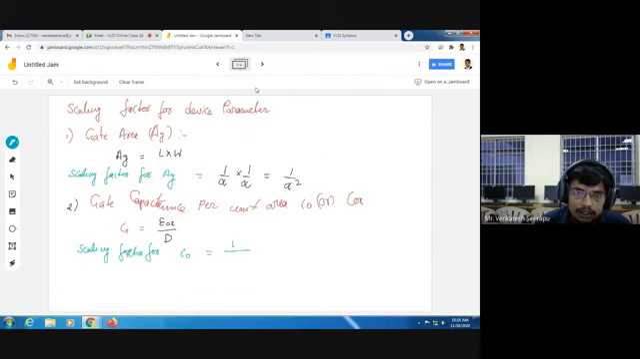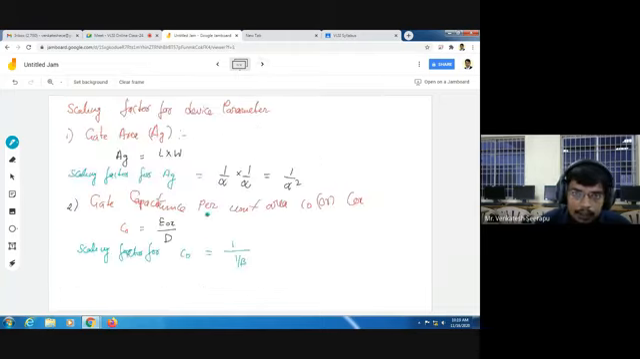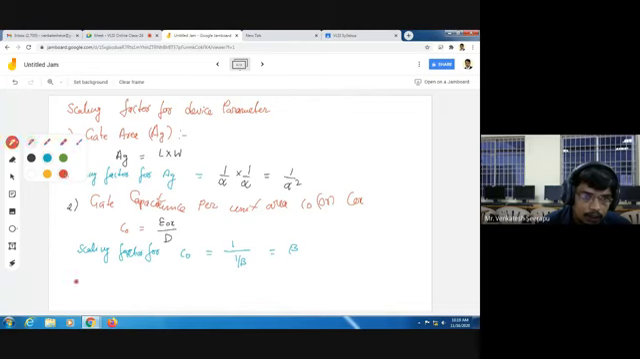So what is the scaling factor for D now? 1 by beta. Why? Because 1 by beta is the scaling factor for oxide thickness. So for D, I am placing 1 by beta. Now the scaling factor for C naught is 1 by beta in the denominator, which gives beta. The scaling factor for gate capacitance per unit area is beta. Next one is gate capacitance.